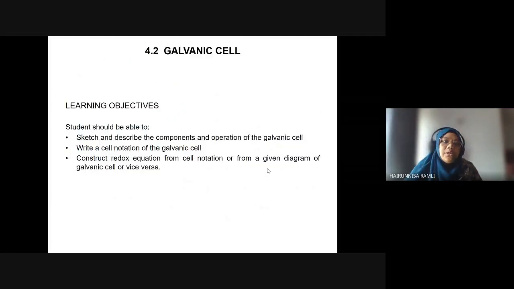Today we will go to the new subtopic, which is galvanic cell. Ini pun saya rasa kita boleh pergi lajulah sebab sebenarnya you dah belajar dah dekat sekolah kan, galvanic cell or voltaic cell. Sama lah.